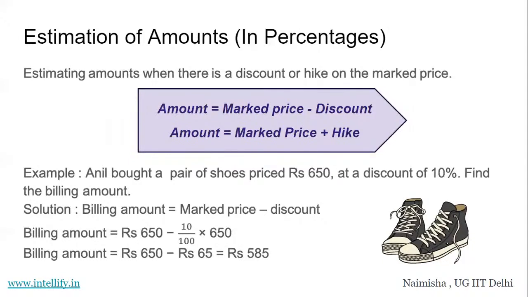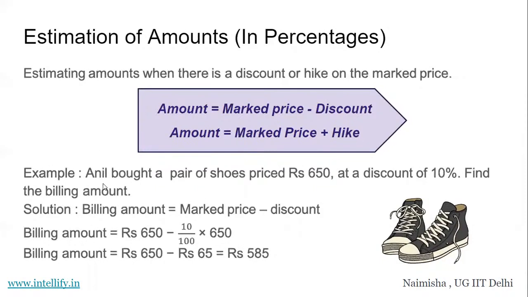Now let's study how to estimate the amounts. Consider estimating amounts when there is a discount or hike on the market price. Hike represents when there is an increase in market price. Amount is equal to market price minus discount. Amount is equal to market price plus hike.